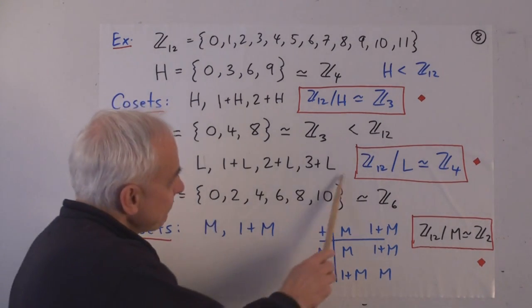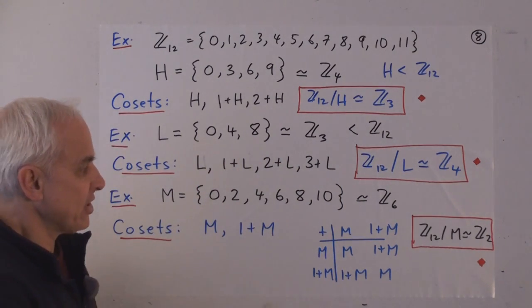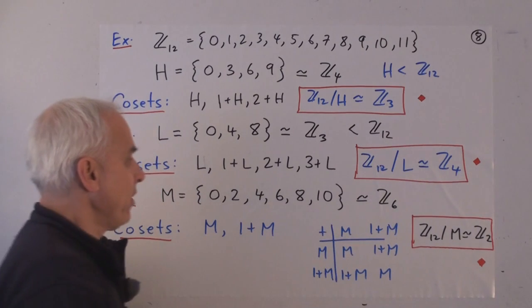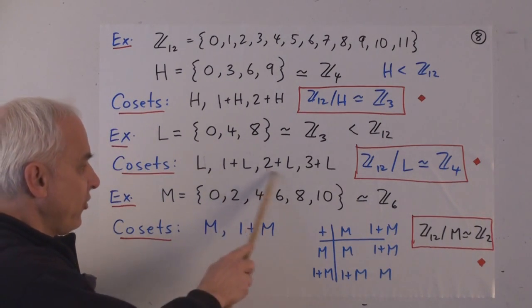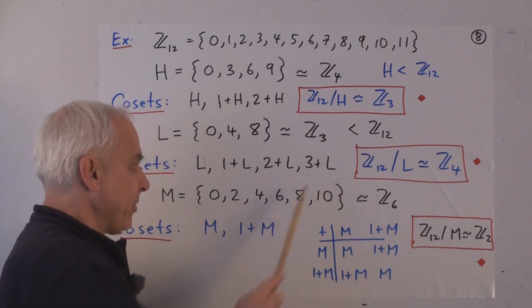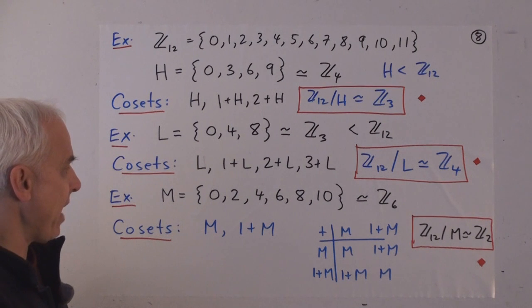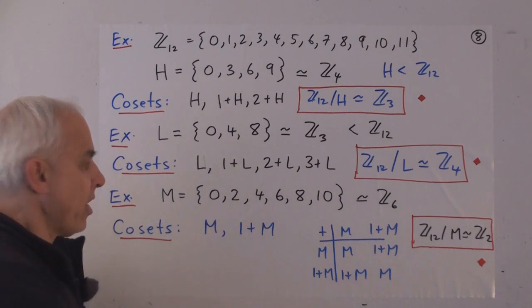And the addition of these cosets is just like the addition in Z4. So 1 plus L plus 2 plus L is 3 plus L. And 2 plus L plus 3 plus L is 5 plus L, but 5 plus L is really the same as 1 plus L.